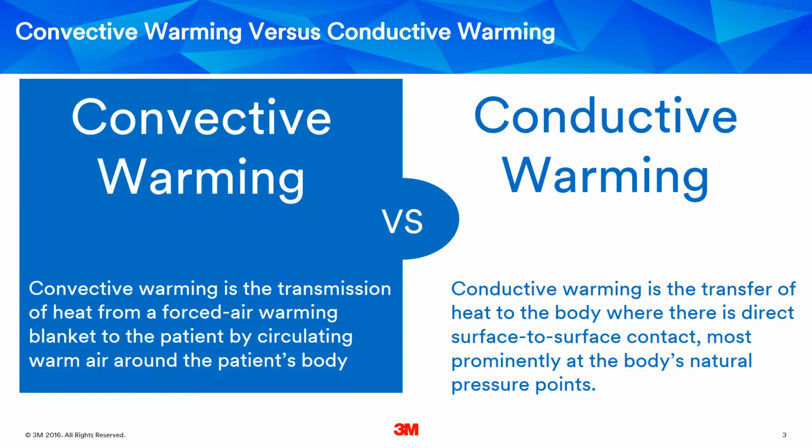In review, convective warming is the transmission of heat from warm forced air direct to the patient by circulating warm air around the patient's body. In contrast, conductive warming is the transfer of heat to the body where there is direct surface-to-surface contact, most prominently at the body's natural pressure points.